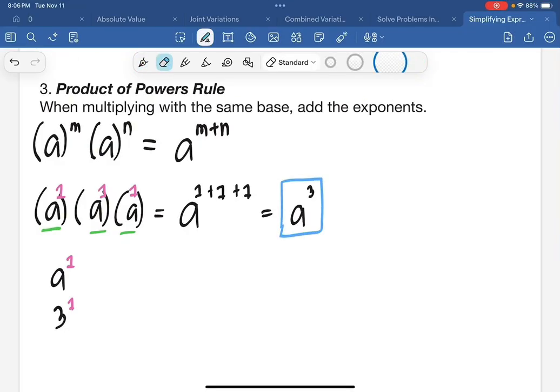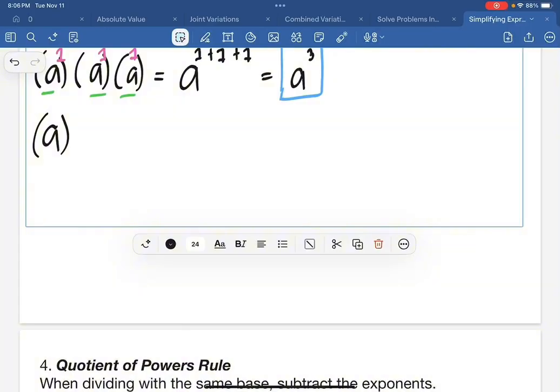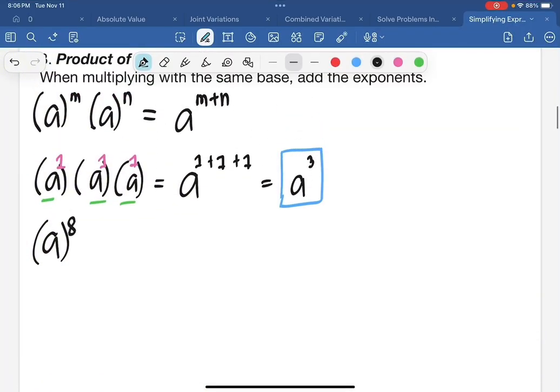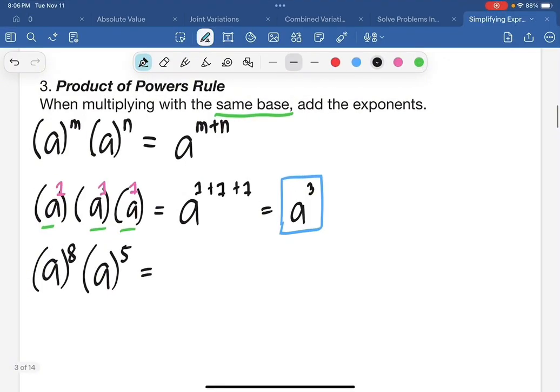Now, what if we don't use this one? Let's try another example: a raised to 8 times a raised to 5. Again, we need to make sure that they have the same base, because if they don't, then the product of powers rule will not apply. So again, same base, so just copy, and then 8 plus 5, which is 13. And this is your answer.